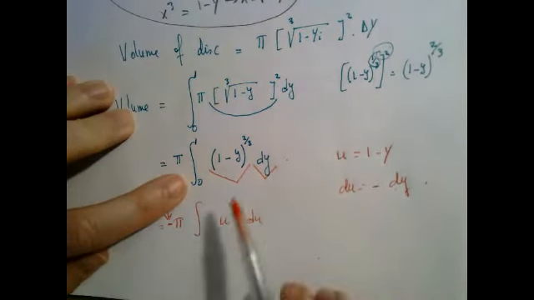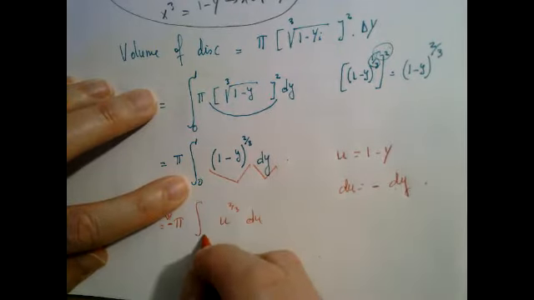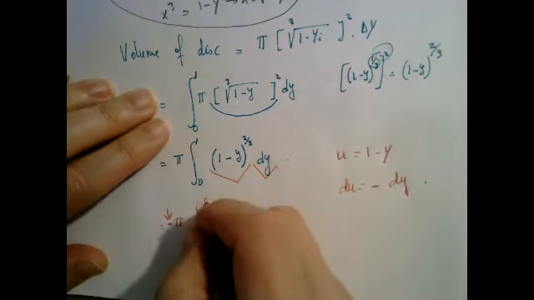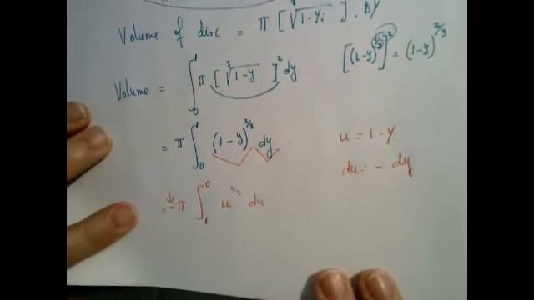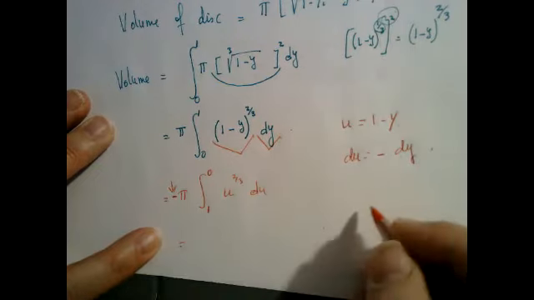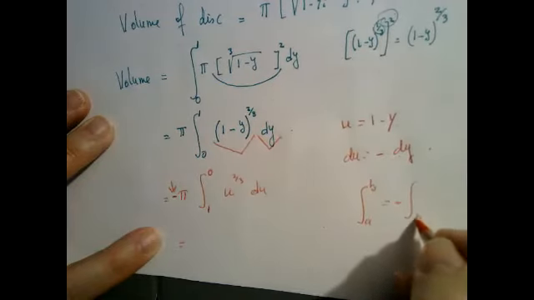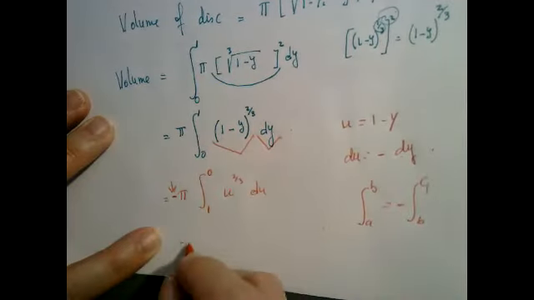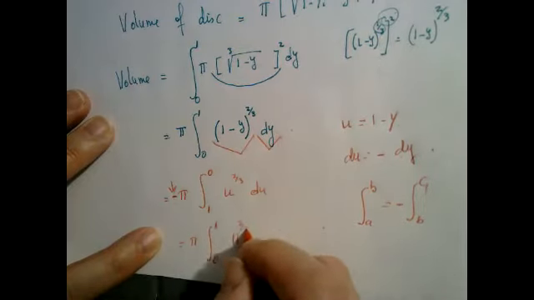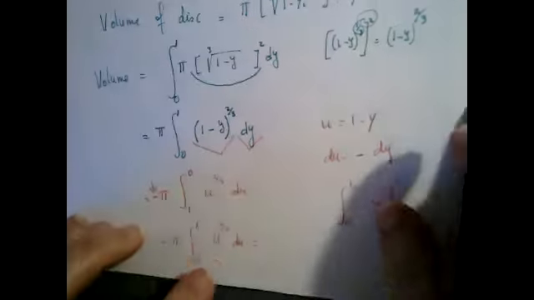Now I'm going to change the limits. If y is 0, u is 1, so I'm going to get a 1 here. If y is 1, that's going to give me a 0. All right. Now, I know that you guys don't like 1 and 0, but since I have a minus in here, I can use the idea that the integral from a to b is minus the integral from b to a. So minus 1 to 0 would give me plus from 0 to 1, u to the power 2/3 du. And the rest basically is fairly simple. There is nothing in the problem anymore.